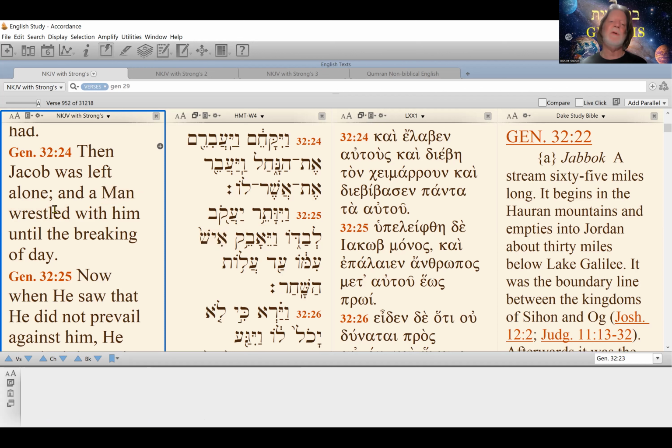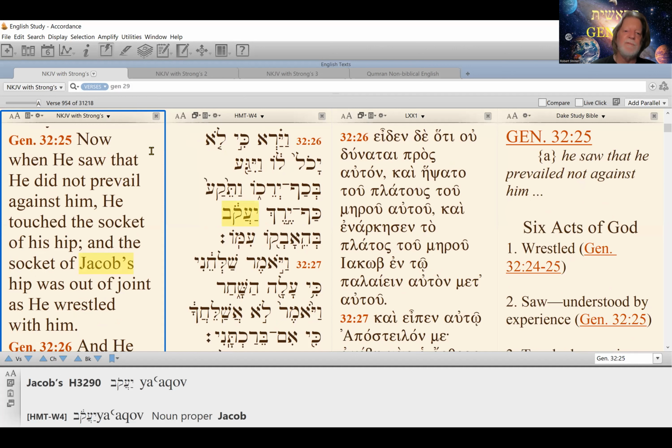So he was left alone, and a man wrestled with him. The man wrestled with him, Yaakov, until the breaking of day. So they're wrestling all night long. And if I'm Yaakov, I'm thinking, I got enough trouble on my hands. And then this guy shows up and starts wrestling with me. Like, I don't need this.